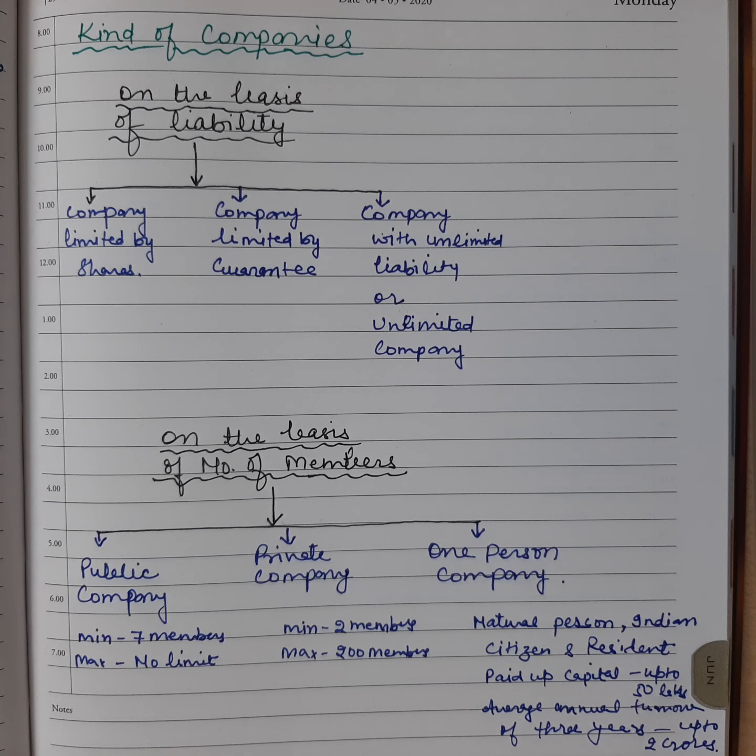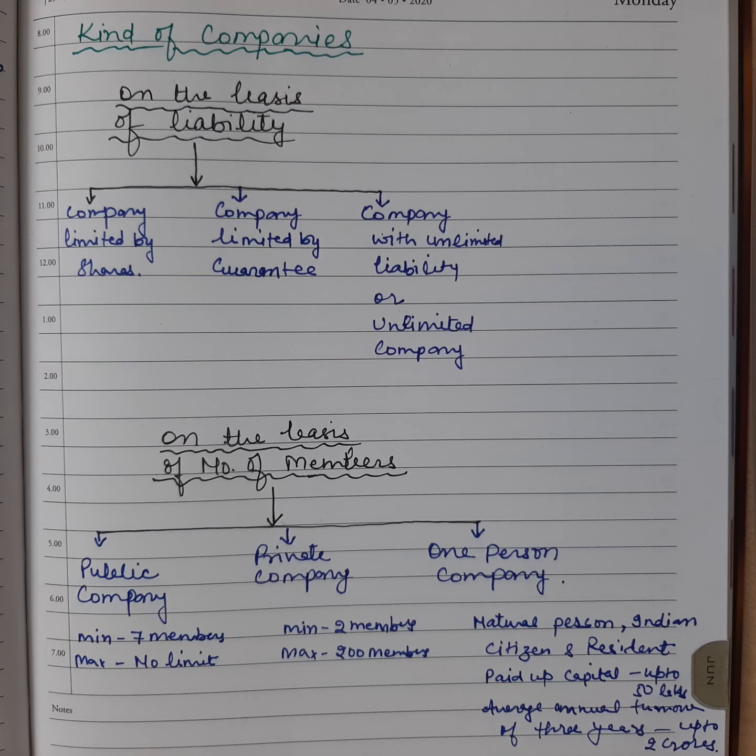Now, the company limited by guarantee. This company does not have any share capital, and the members have given a guarantee up to a certain amount. For example, if a member has given a guarantee of 1000 rupees, the member is responsible for 1000 rupees only in the event of winding up or insolvency of that company, and that too limited to 1000 rupees, or whatever other amount for which the guarantee has been given.